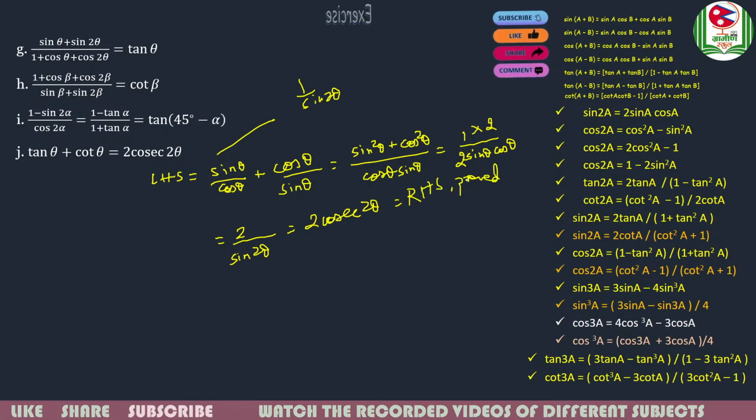So instead of simplifying in terms of tan and cot, it's better to express tan theta and cot theta in terms of sin theta and cos theta, and then simplify. After simplifying, you can easily get the idea how to deal with it. Okay, so we have also proved this.